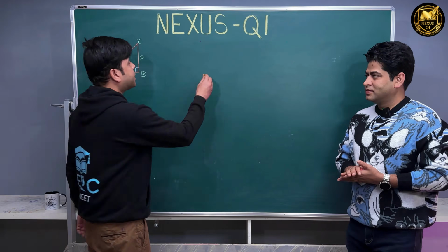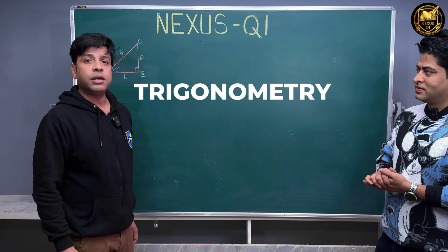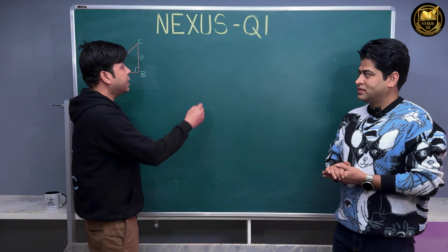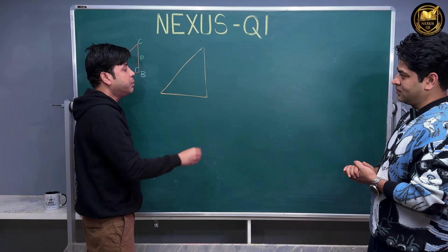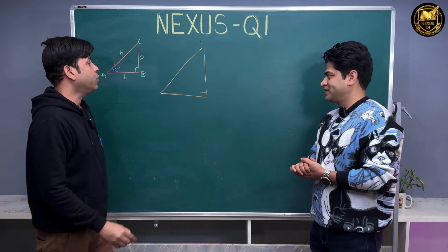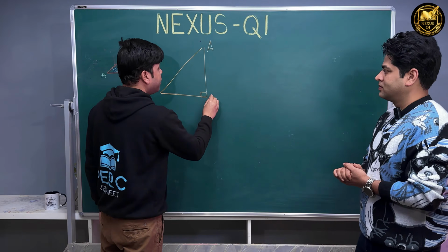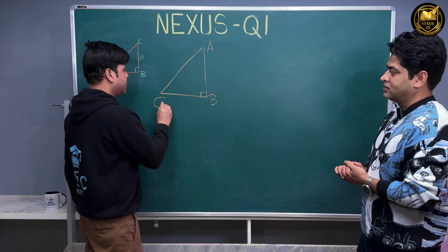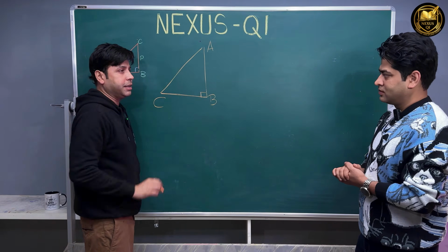So chapter name is trigonometry. Whenever the word trigonometry comes to your mind, one thing should come: it's a right angle triangle. First thing, one angle will be 90 degrees. Clear? Yeah. Now, in this triangle we have three sides. Let's call the vertices A, B and C. Sides are AB, BC and AC.